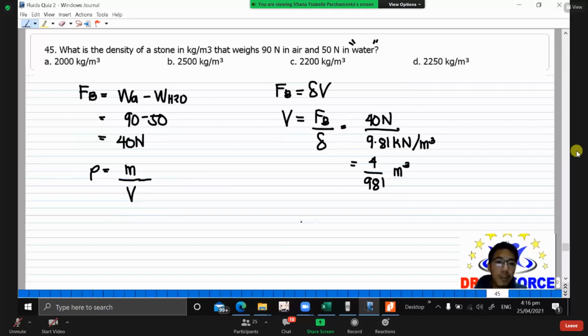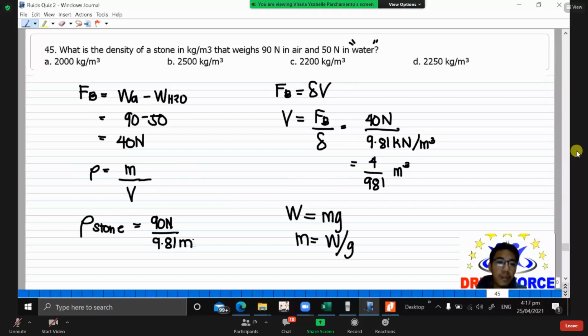How about the mass? The mass, you can calculate using your formula of weight. That is mass times the acceleration due to gravity. So, mass is W over G. So, you now have the density of the stone here. The mass of our stone, the weight of the stone. Again, we use its weight in air. So, we have 90 divided by 9.81 meters per square second, divided by the volume, 4 over 981 cubic meters.